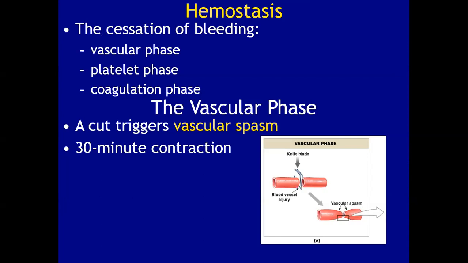First phase, vascular phase. When we cut through a blood vessel, as you can see here, first thing that happens, we get a 30-minute contraction. It's called a vascular spasm, okay? This vascular spasm basically contracts that blood vessel, okay? We've talked about dilating the blood vessels. This is going to be the opposite of that, okay? And it's going to pinch it down, and that's going to reduce the amount of blood loss because we're dialing down the diameter of that blood vessel, okay?